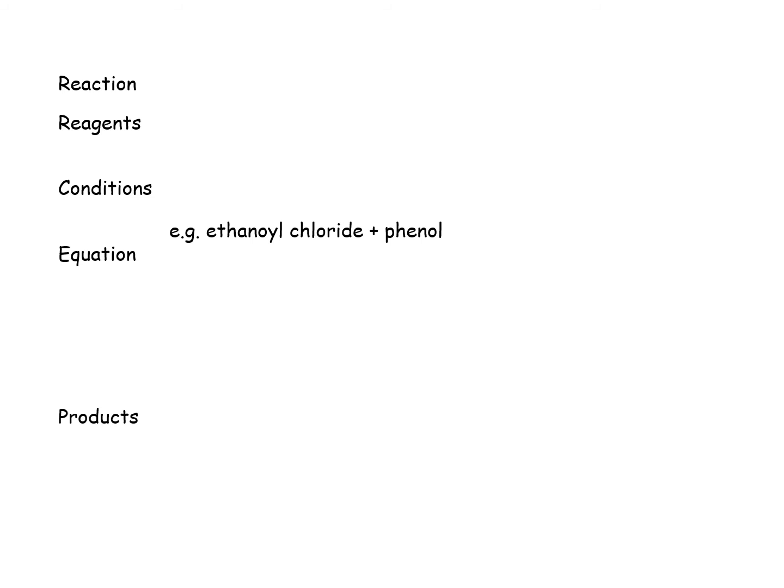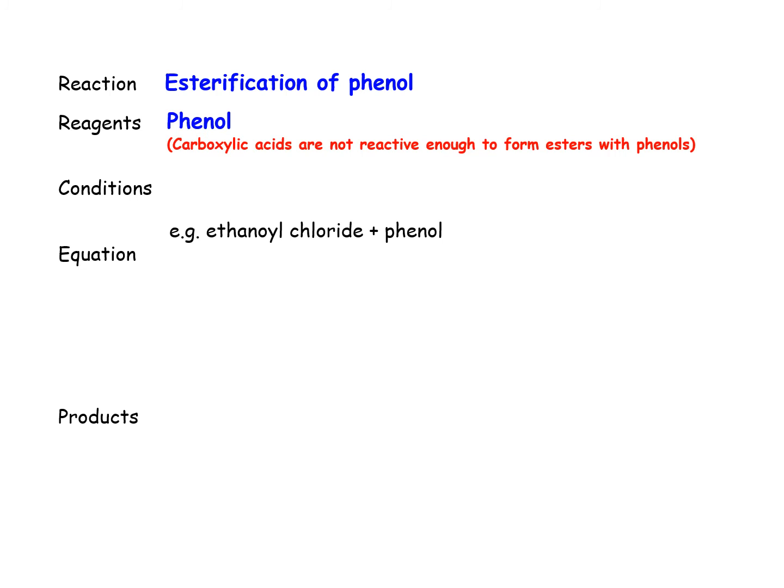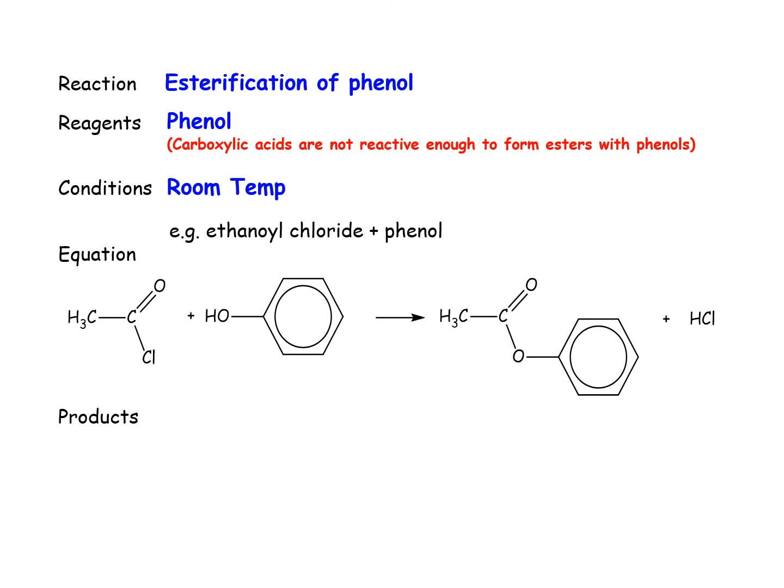Let's stick with esterification. This time though it's with a phenol instead of an alcohol. The reagents then, it's going to be a phenol with an acyl chloride. The carboxylic acid, it's not reactive enough to form an ester with phenols. The room temperature for conditions because that acyl chloride is more reactive, and remember all reactions with acyl chlorides can happen at room temperature and pressure. So we've got ethanoyl chloride and phenol. So remember what the phenol looks like. There you go, you've got the benzene ring with an OH directly attached to it.